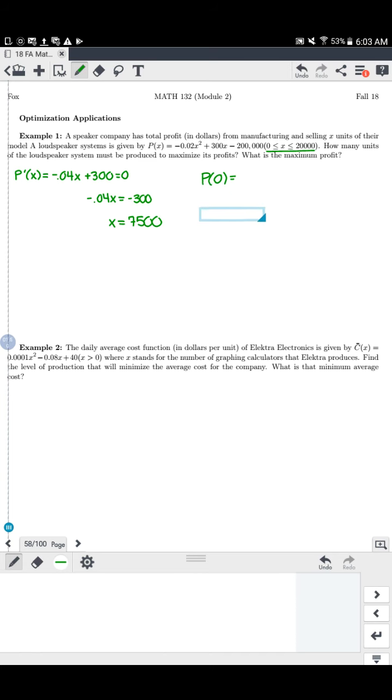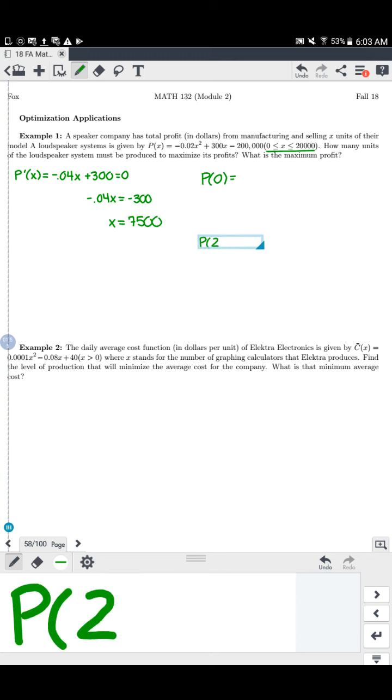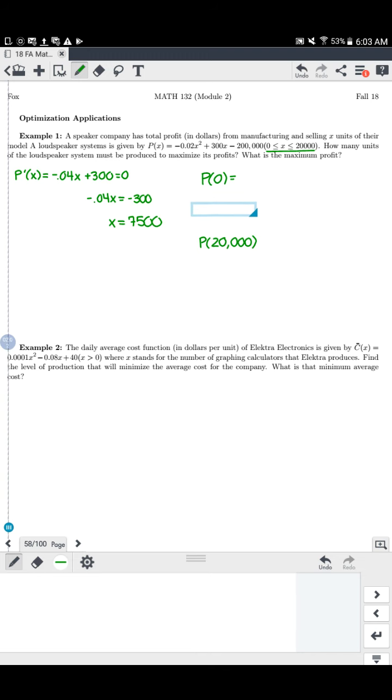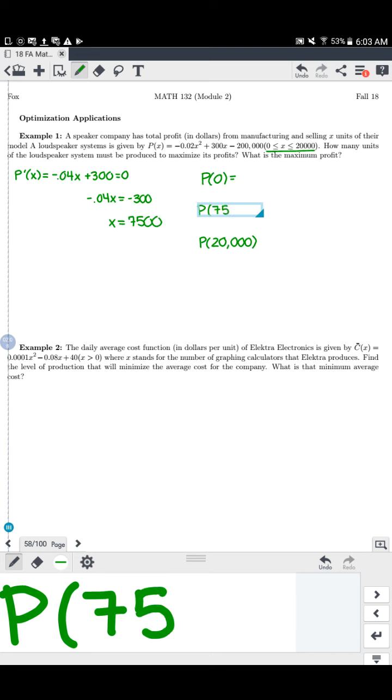So P of 0, we want to compare our endpoints. 0 is the least amount, and they're at most capable of producing 20,000. So we're not going to tell them to produce a number outside of what they're able to. And our critical number isn't outside. 7,500 is between these two values, so I do have to test it.